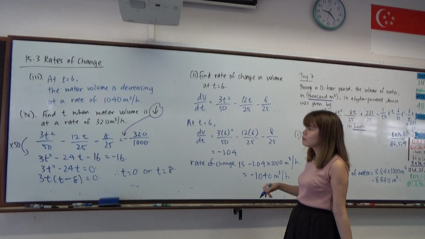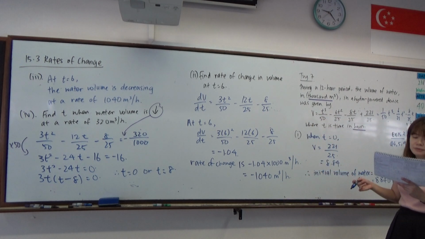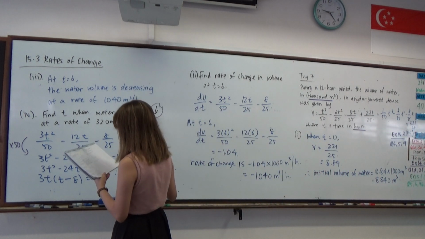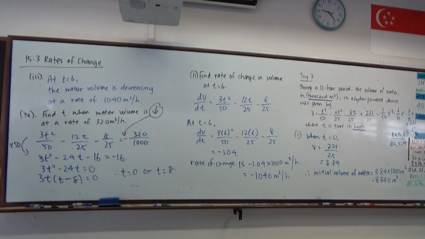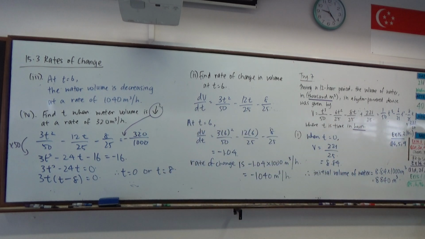Okay, so the time when the water volume is decreasing at a rate of 320 meter cube per hour will be when t equals to 0 or t equals to 8. Why did I reject t equals to 0? That's you calculate. This is the initial volume. And then it cannot decrease. At the start can already decrease.